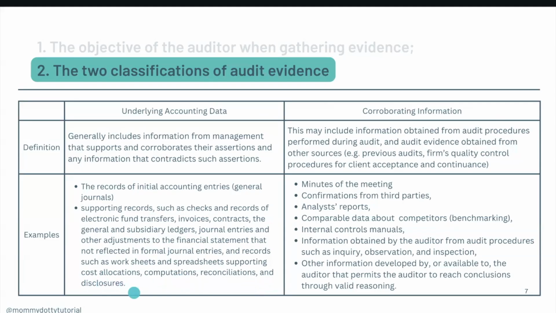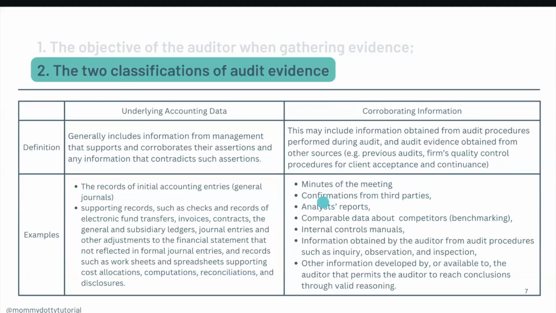reconciliations, and disclosures. The corroborating information, it may include information obtained from audit procedures performed during audit. The audit evidence obtained from other sources like previous audits, the firm's quality control procedures for client acceptance and continuance.